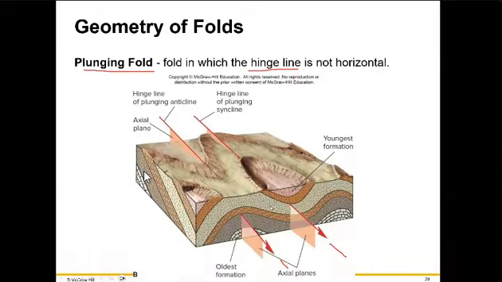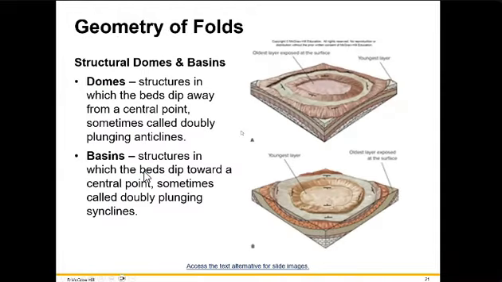So in a syncline, we say the youngest formations are exposed at the surface, and then in an anticline, once it's eroded, the oldest formations are exposed at the surface. It's important you know this. And then let's finish off with this: structural domes and basins.